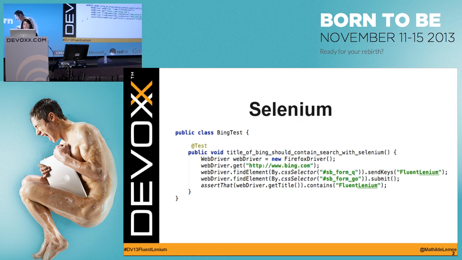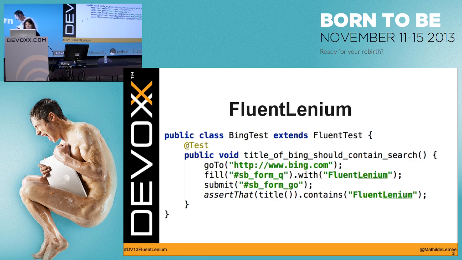So that is a Selenium test, a basic one. You just get a Firefox driver, which will set up an instance of Firefox on your laptop or whatsoever. You ask it to get to one URL, and after that you do some interaction with it. For example, here we send keys "FluentLenium" to the Bing search input, and after that we submit the form, and we are just asserting that the title of the result contains the word FluentLenium.